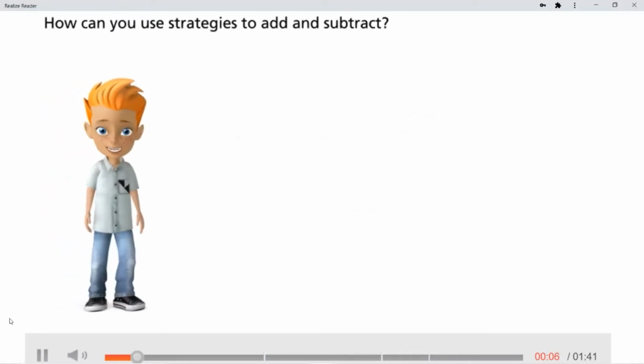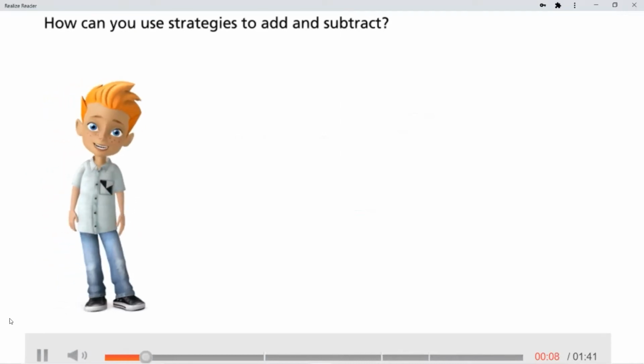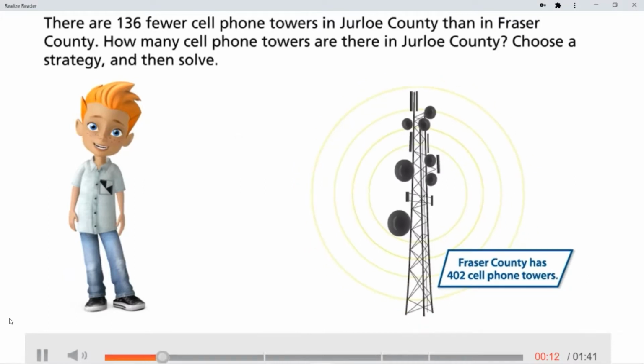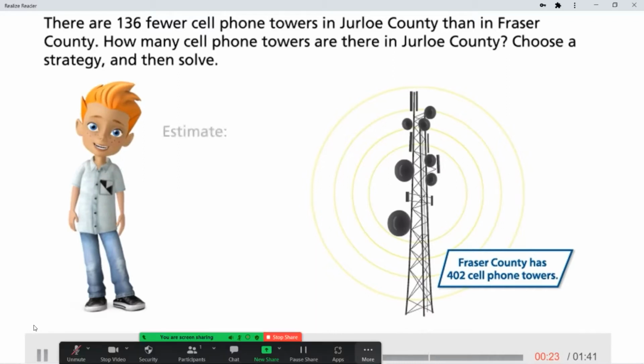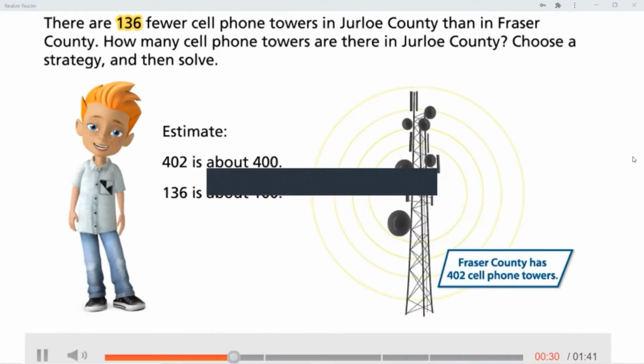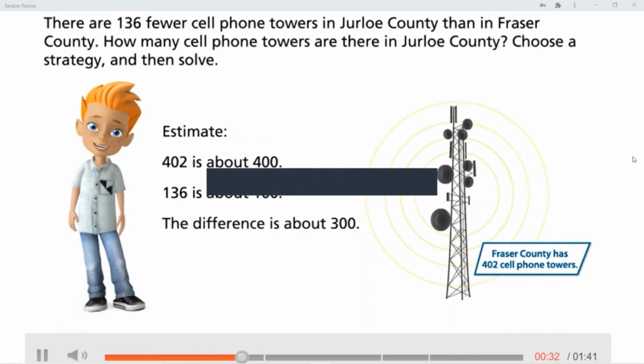How can you use strategies to add and subtract? There are 136 fewer cell phone towers in Jurlo County than in Fraser County. How many cell phone towers are there in Jurlo County? Choose a strategy and then solve. 402 is about 400. 136 is about 100. The difference is about 300.